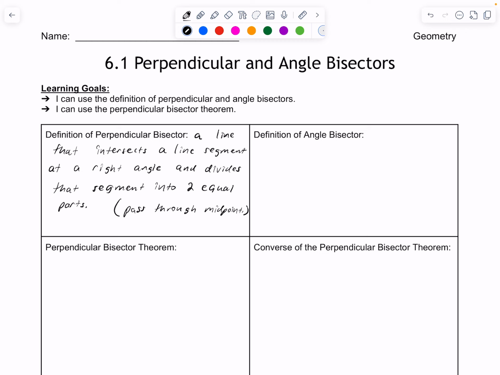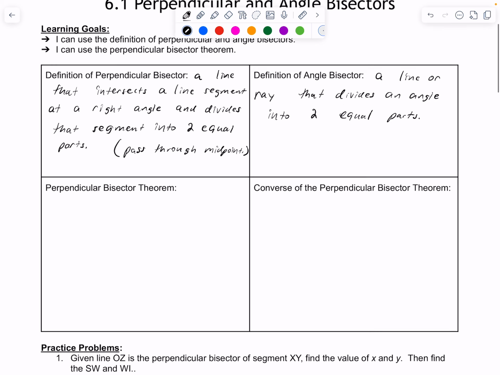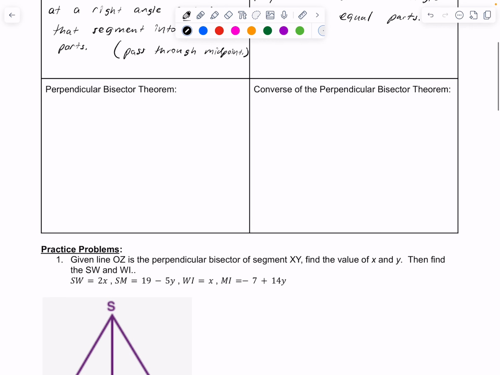Okay, now for an angle bisector. This is a line or ray that divides an angle into two equal parts.